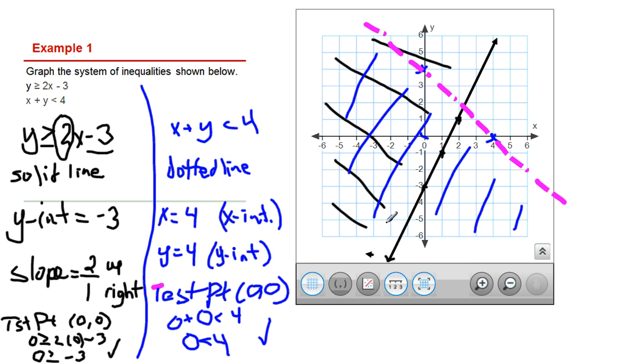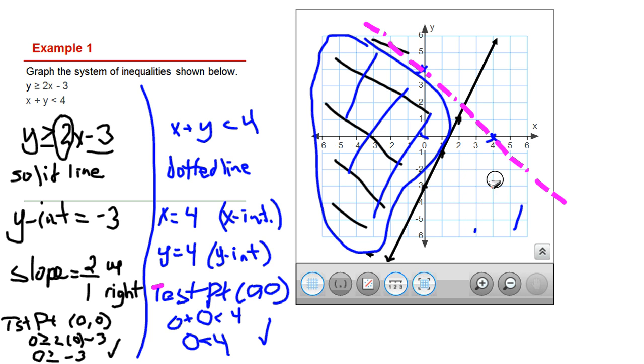So once we've got that, where it intersects is the actual answer. This region here is the part that's the actual answer. I could get rid of all this. Now, you don't have to erase it. I'm just showing you what you're actually going to come up with. So that's what we end up with.